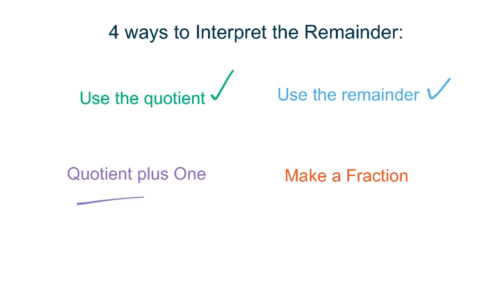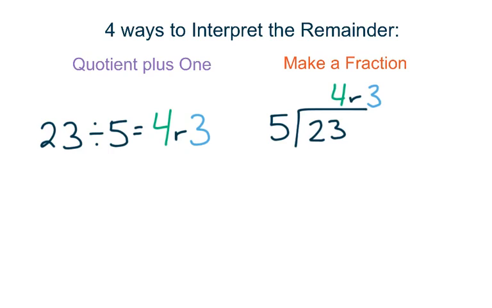Today we're going to talk about quotient plus 1. When are we going to use this? And then make a fraction. When are we going to make a fraction and what's that all about? So let's go ahead and take a look. We have quotient plus 1 and make a fraction. Now what I'm really going to focus on in this piece is the make a fraction piece, but let's take a look at quotient plus 1.